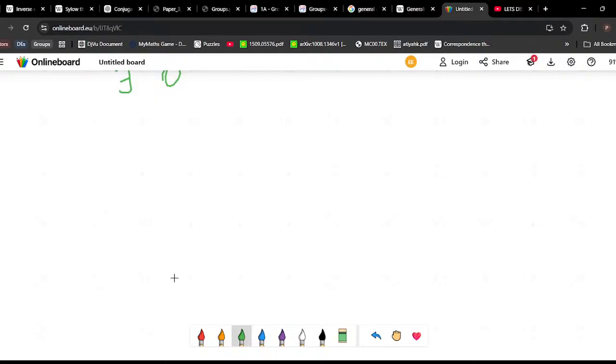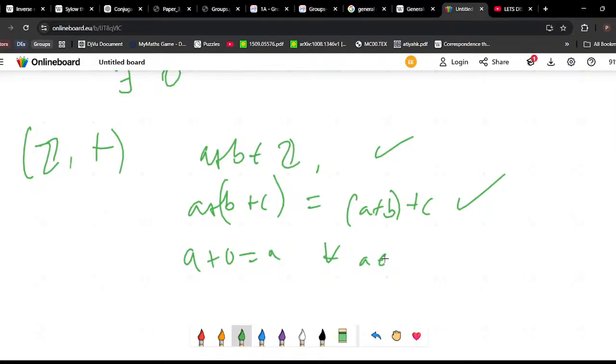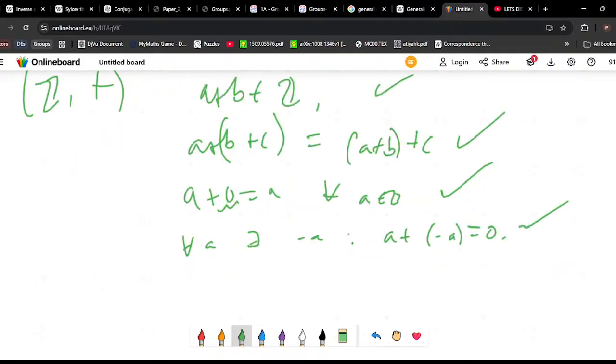A simple example of a group would be just the integers with addition, right? Because if you add two integers, a plus b is going to be in the integers, so we're closed. A plus b plus c is equal to a plus b and then plus c, so that's good. And a plus 0 equals a for all a, so we have an identity element 0. And for all a, there exists a minus a such that a plus minus a is equal to 0, so we have inverses too. So the integers with addition are a group.